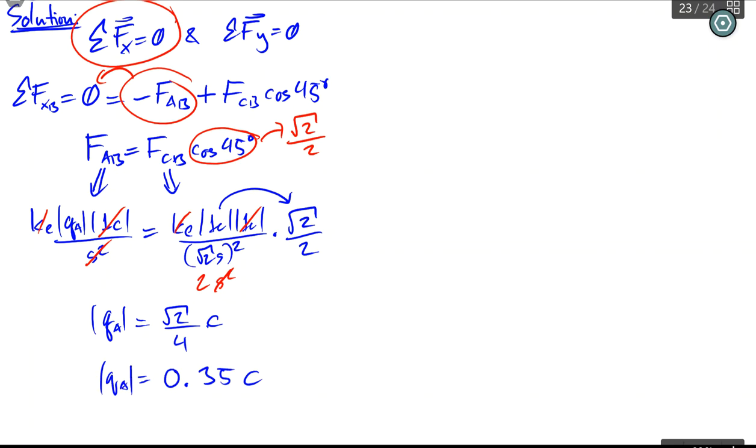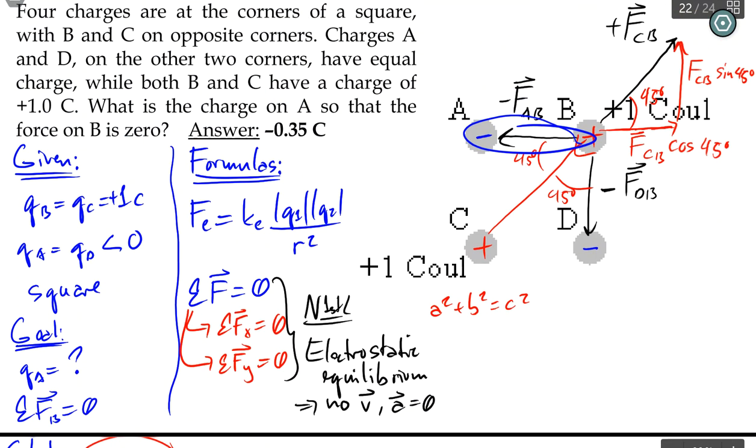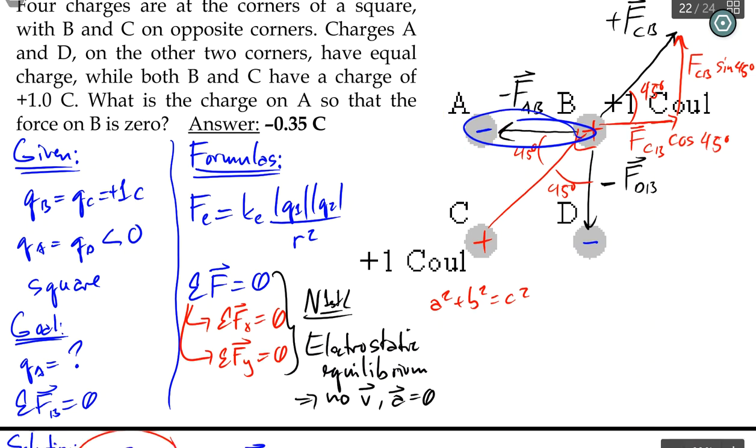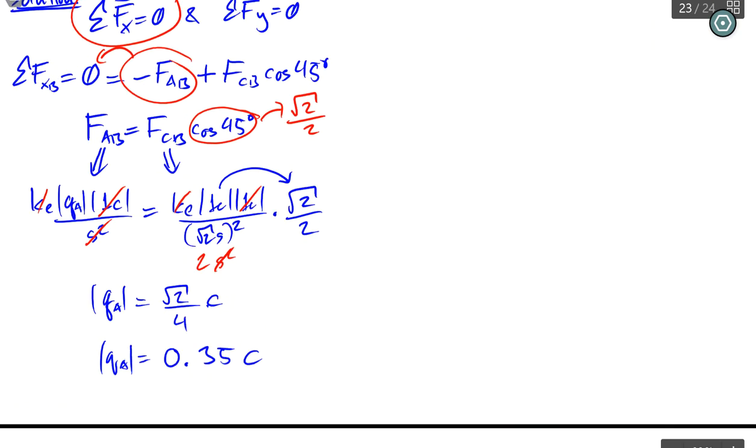That's the magnitude of the charge on A. So what sign was this? If you go back, our sign is... No, it's not. It's negative. And there you go. It had to be negative in order for all the forces on B to equal 0.